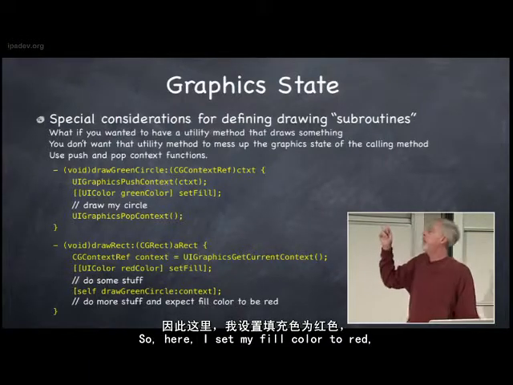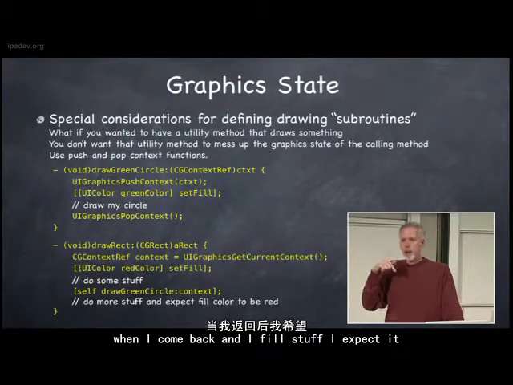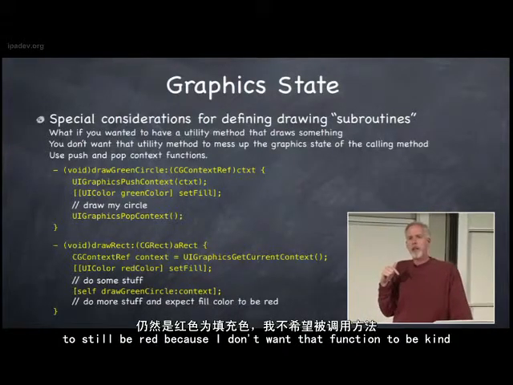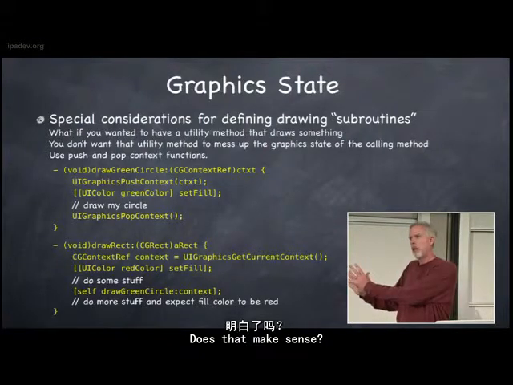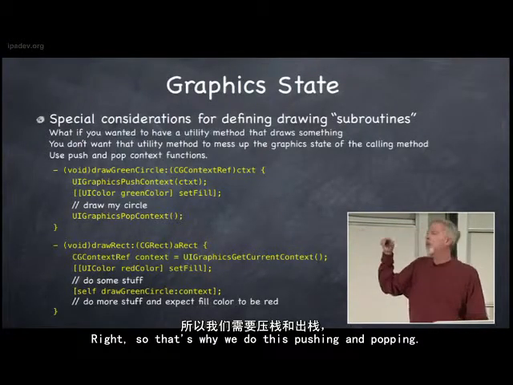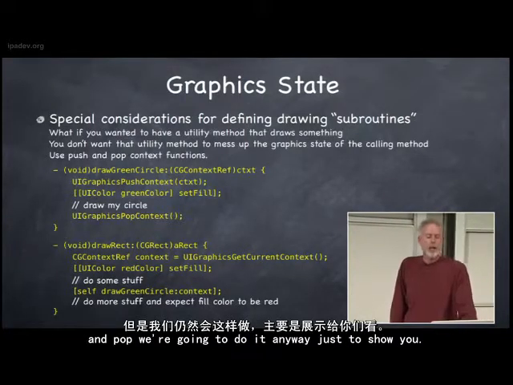So here, I set my fill color to red. Then I called this draw green circle. When I come back and I fill stuff, I expect it to still be red because I want that function to be kind of totally its own thing. Does that make sense? Right? So that's why we do this pushing and popping. And we're going to do that today too. Even though in our example we don't need to push and pop, we're going to do it anyway just to show you.